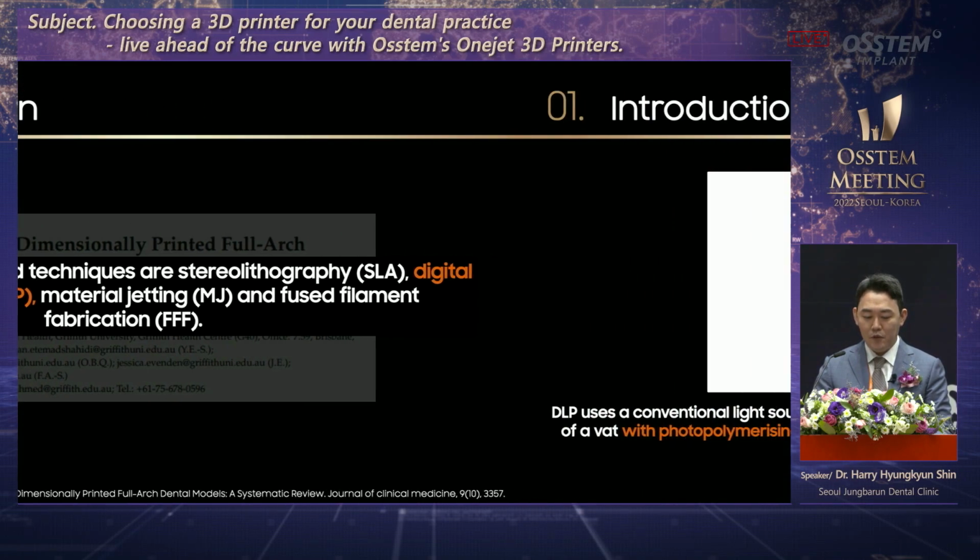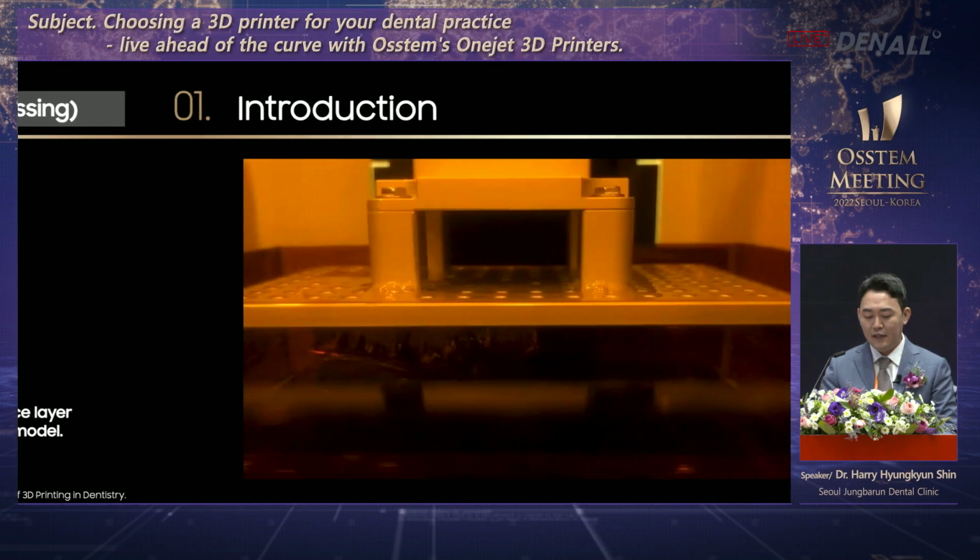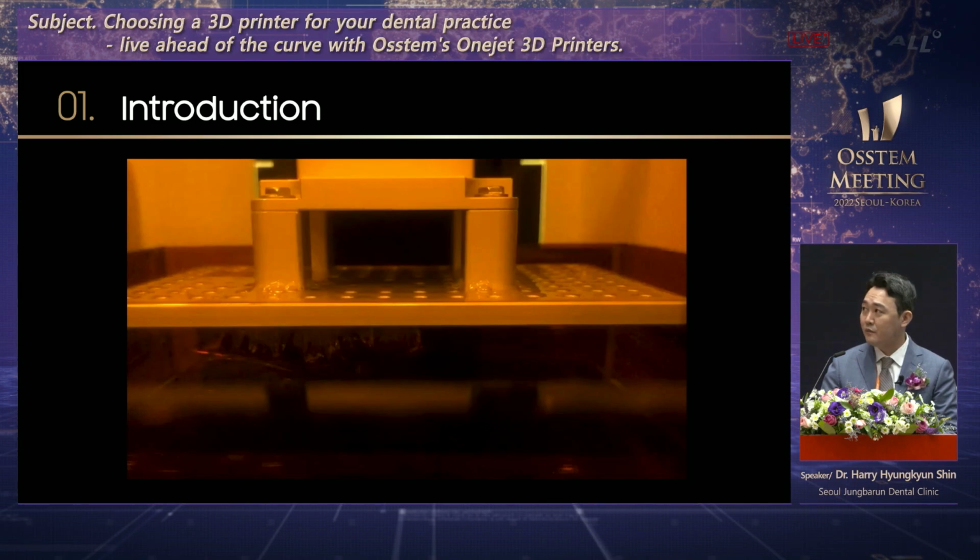I am going to talk about DLP and LCD. DLP uses a conventional light source such as a projection source to cure the surface layer. And LCD uses an LED light source, but they cure layer by layer. The time taken depends on the height of the object to be printed. That is the advantage. So it's complicated.